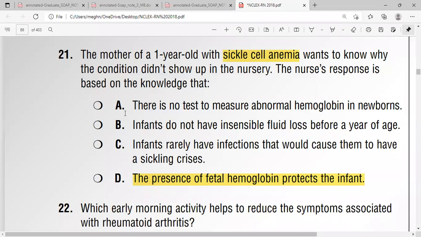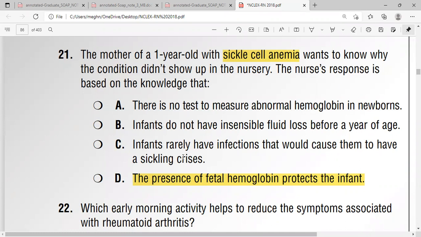Answer A is incorrect because it is an untrue statement about sickle cell anemia. There is no test to measure abnormal hemoglobin. It's not correct. Answer B is incorrect because infants do have insensible fluid loss. So it is not true.